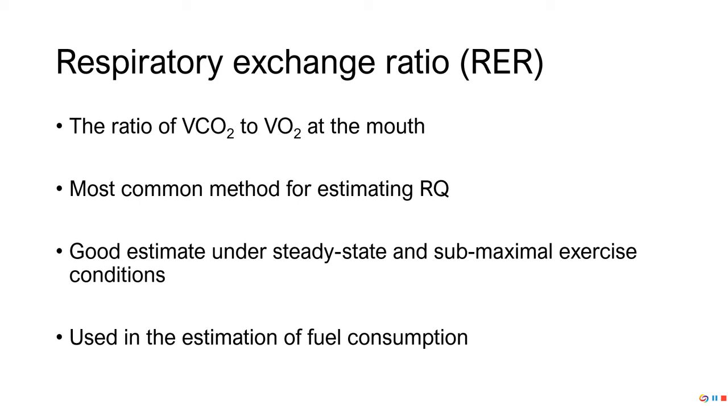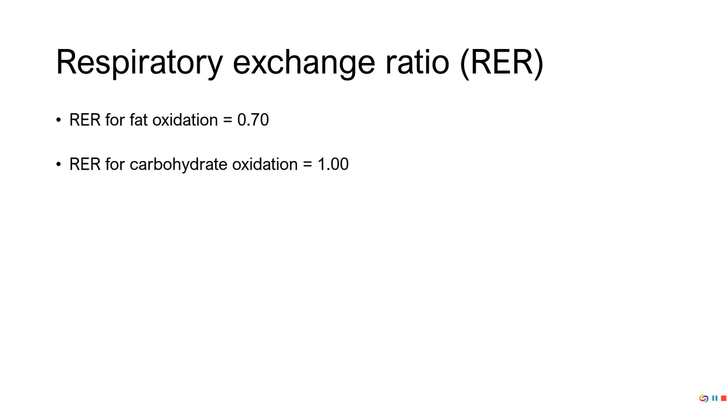Using chemistry, and we're not going to really dive into that, if we're just using fats for energy, our RER will be 0.7. If we're just using carbs, it will be 1.0. One thing that's important to understand about RER is that we just ignore protein oxidation. Remember, we don't use a lot of protein for fuel, but we do use some. RER just completely discounts that.